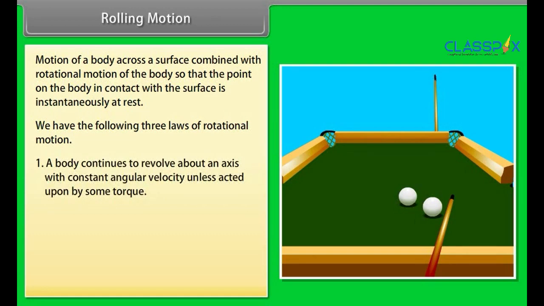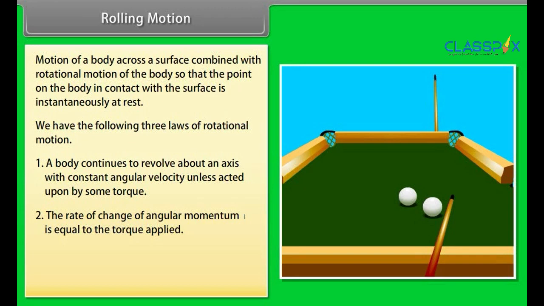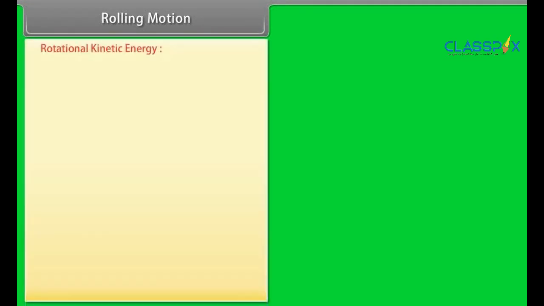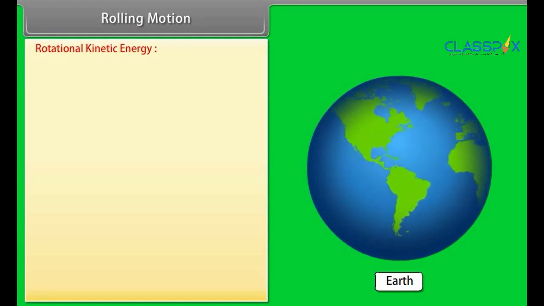Number 1. A body continues to revolve about an axis with constant angular velocity unless acted upon by some torque. Number 2. The rate of change of angular momentum is equal to the torque applied. Number 3. For every torque acting on a body, there is an equal and opposite torque acting on some other body. Rotational kinetic energy.